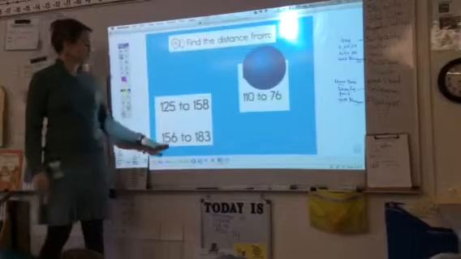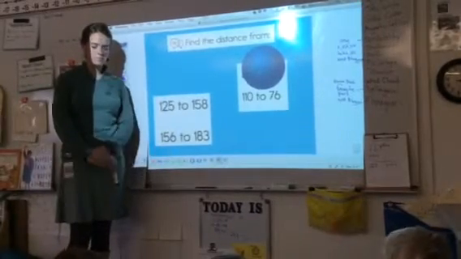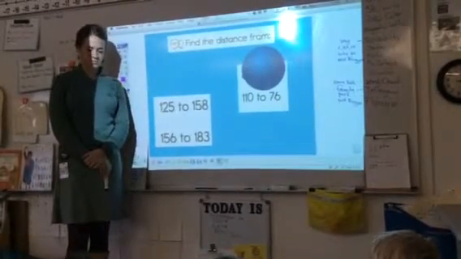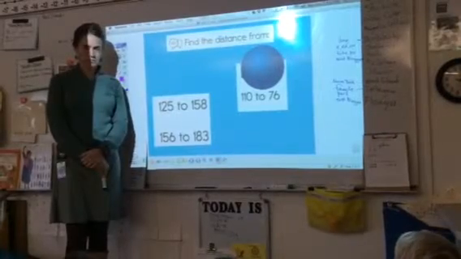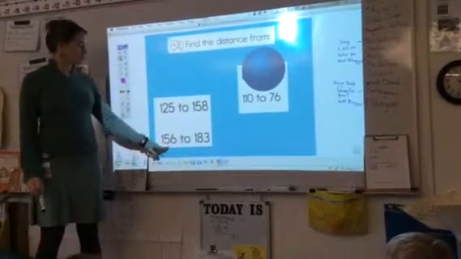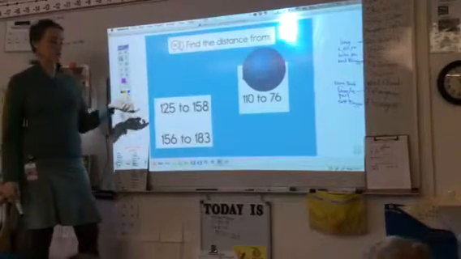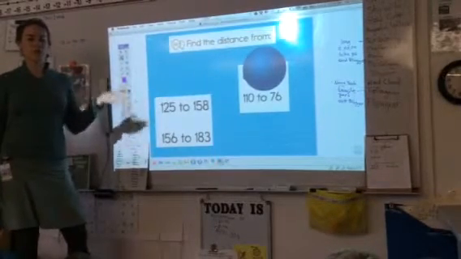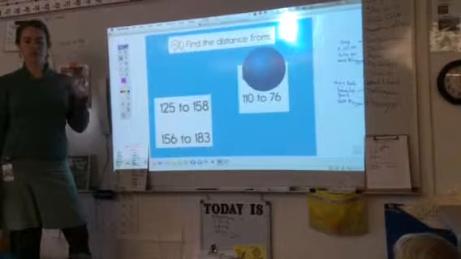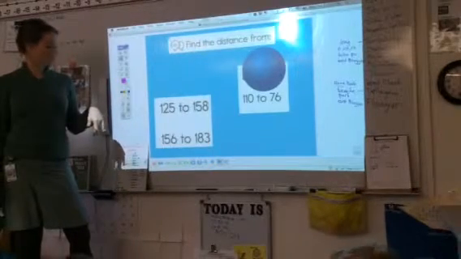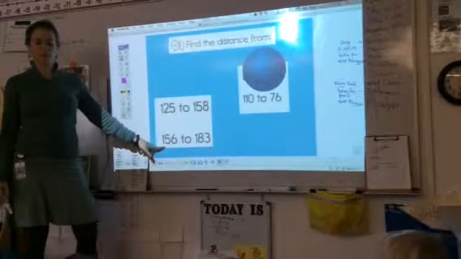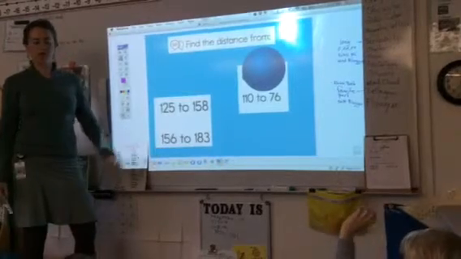Find the distance between 156 to 183. So, first I'm going to ask you, are we going from a smaller number to a larger number, or from a larger number to a smaller number? A smaller number to a larger number. We're starting at a smaller number.